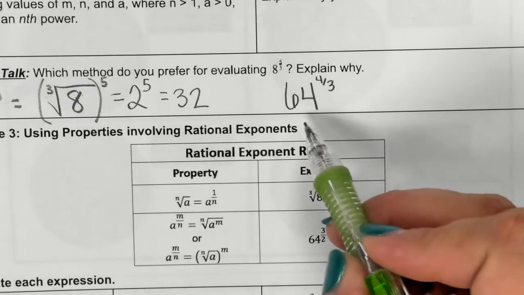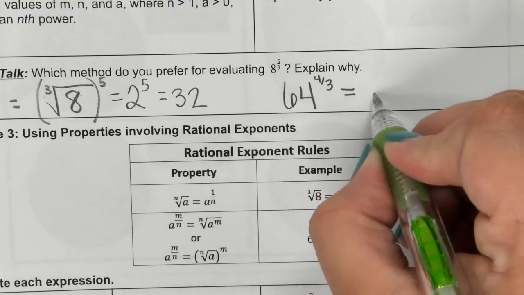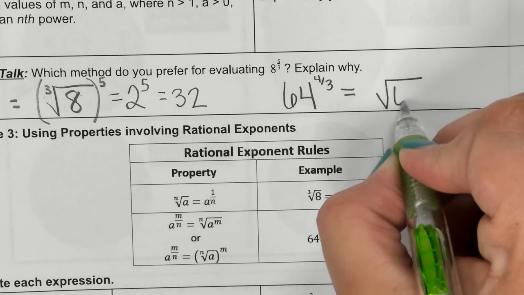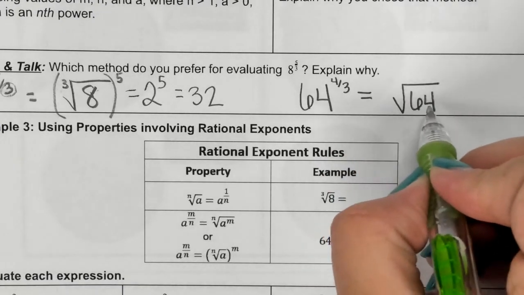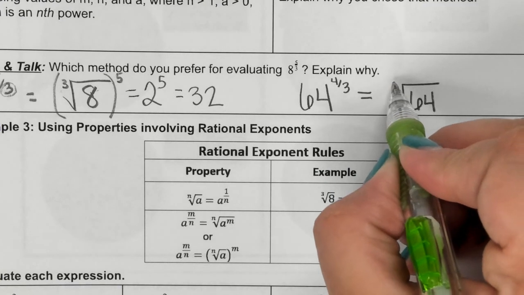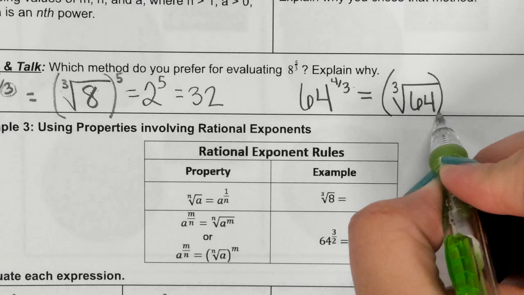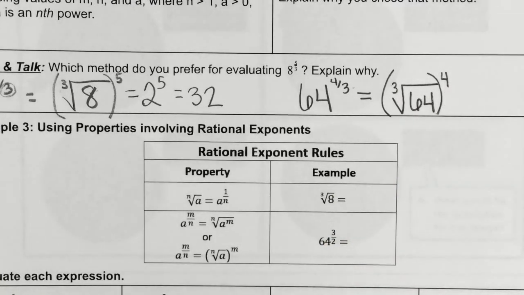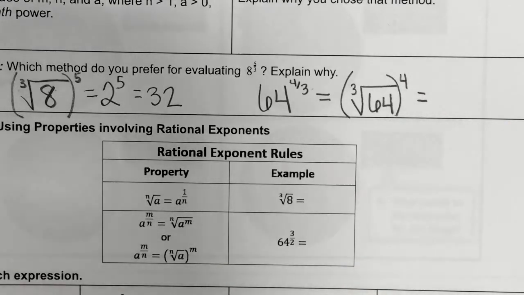Right, so I just wrote this one down, 64 to the 4/3. Can you guys rewrite it? Okay, what goes inside? 64. I just made this up. And then what goes here? The 3, the bottom number. And then we go all of that to what power? To the 4. Okay, so now equals, clear out the calculator.